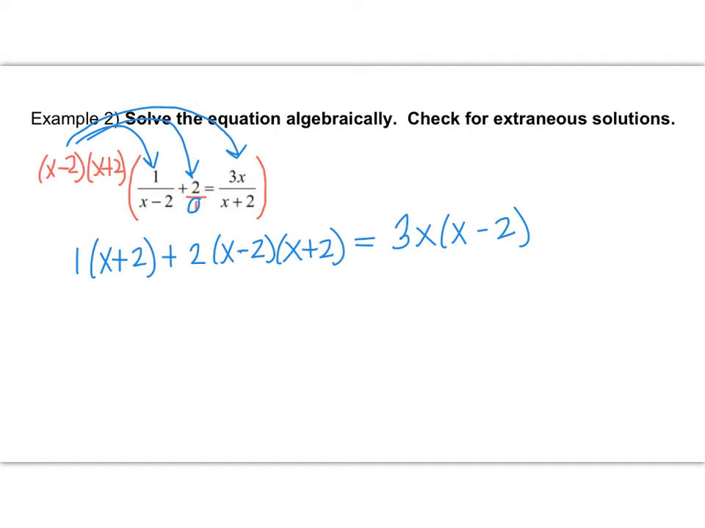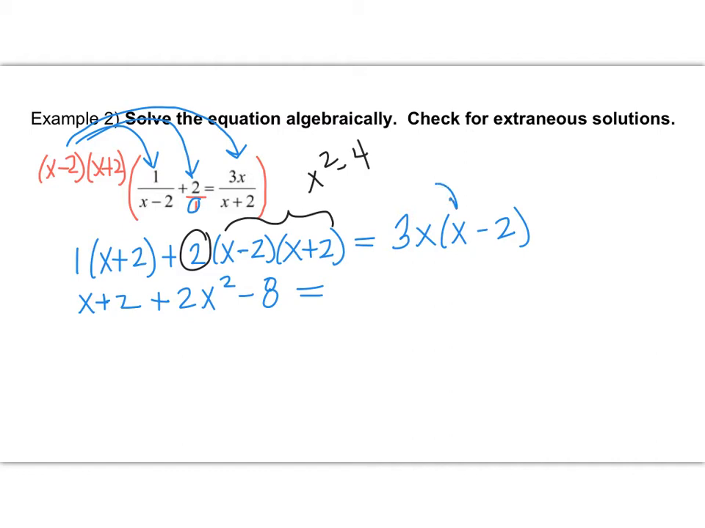1 times x plus 2 is just x plus 2. If I FOIL out these values, I'll get x squared minus 4, because that's like the difference of squares. And then I need to multiply it by this 2. So I have 2x squared minus 8. Then distributing the 3x into these two terms, we have 3x squared minus 6x.